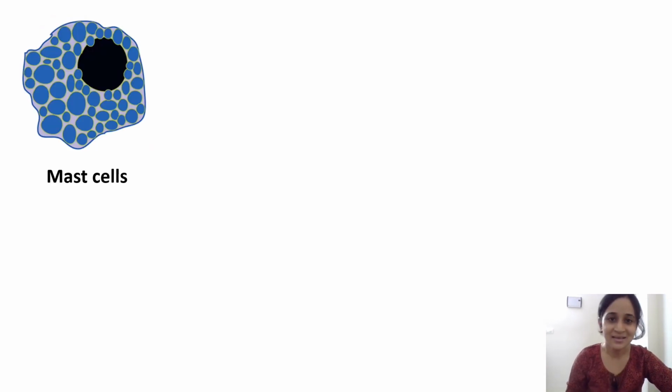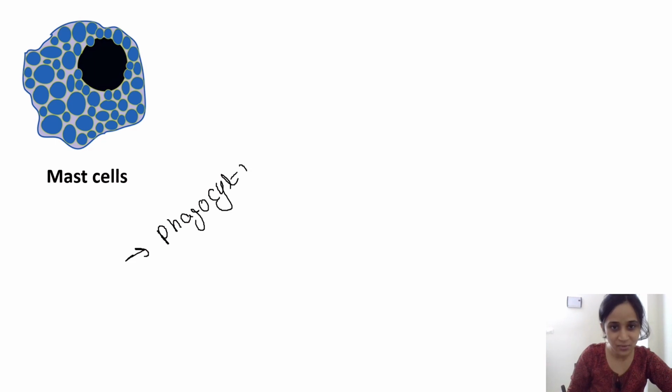Okay. Next is mast cell. Mast cells are similar to basophil. Although mast cells can do phagocytosis. Mast cell can perform phagocytosis. Basophil can't do phagocytosis, but like neutrophil and eosinophil, mast cell can also phagocytose in order to destroy a pathogen. Why do cells do phagocytosis? To destroy a pathogen.